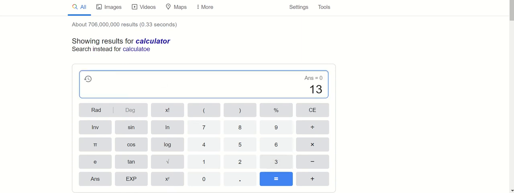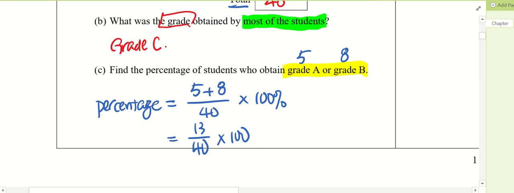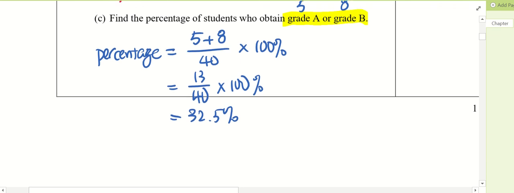Okay, so 13 divided by 40 times 100%. That gets me 32.5%. Alright, so I'm just going to write it down. 32.5%. So remember that this is an exact figure, so it's fine.